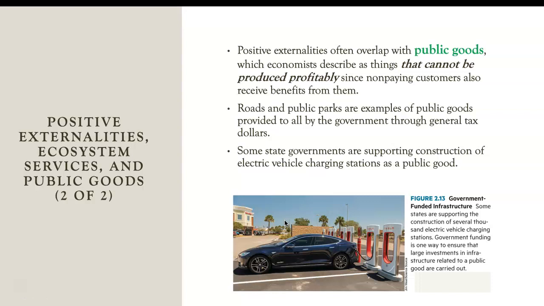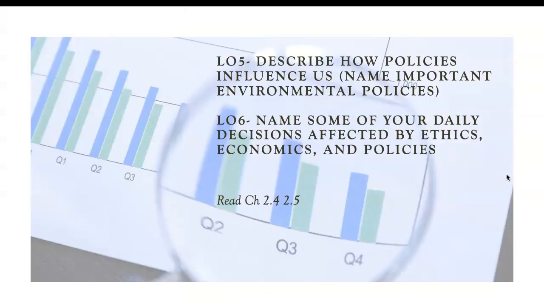And last, I want to mention public goods. Those are the things that cannot be produced profitably. So the government pays for those charging stations for electric cars. Some state governments are supporting construction of electric vehicle charging stations as a public good. And I wonder why they are not constructed by the companies producing electric cars, but I guess they are only car companies, right? They are not doing city construction, something like that. So that concludes the second part of my lecture.